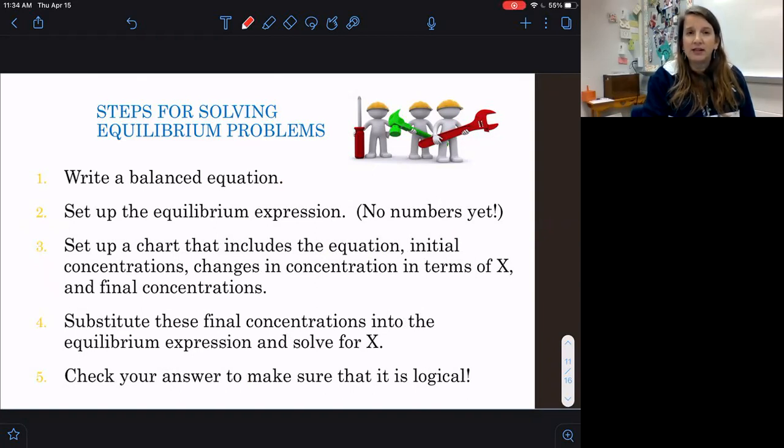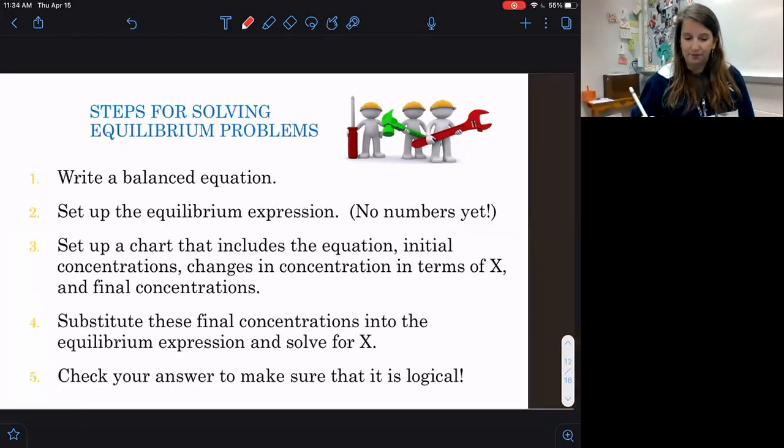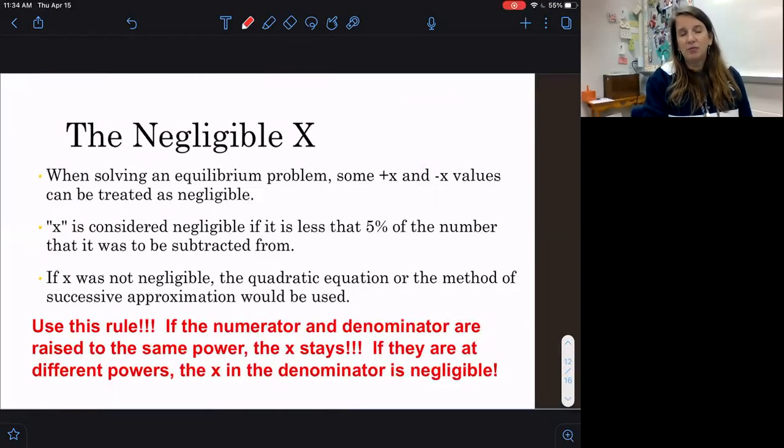We're going to set up a Rice table. This is going to include our initial concentrations and how factors are going to change during equilibrium. Once we get our Rice table filled out, then we're going to plug that back into our equilibrium expression so that we can solve for X. Now, the problem with some of these problems is that sometimes our X in our problem is going to be negligible and sometimes it's not.